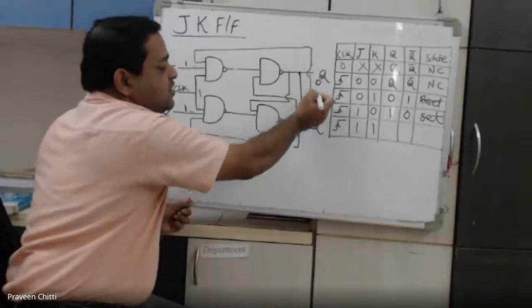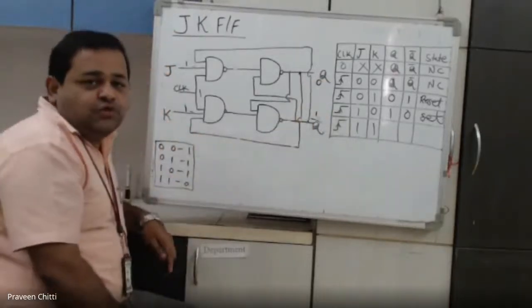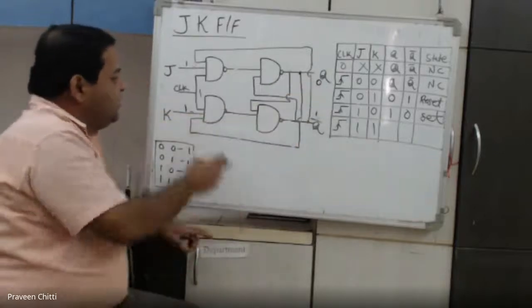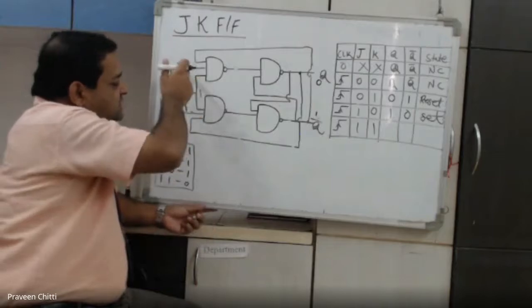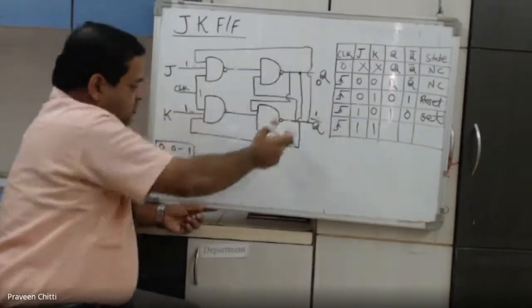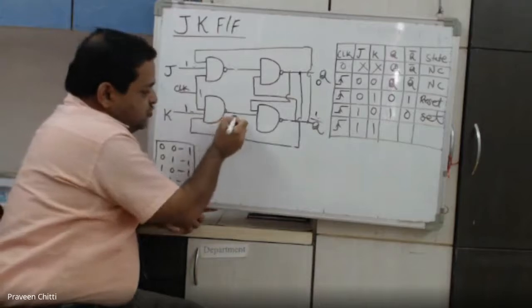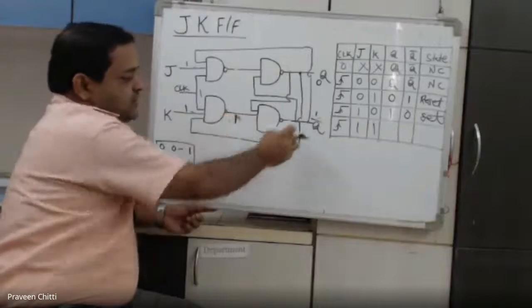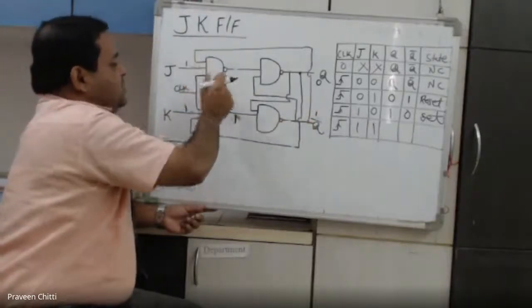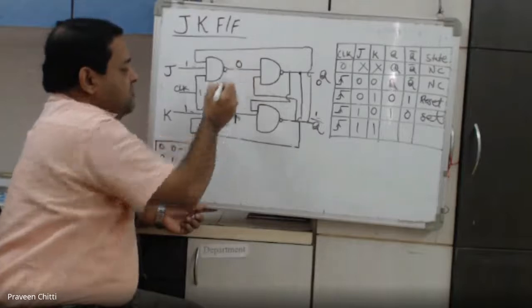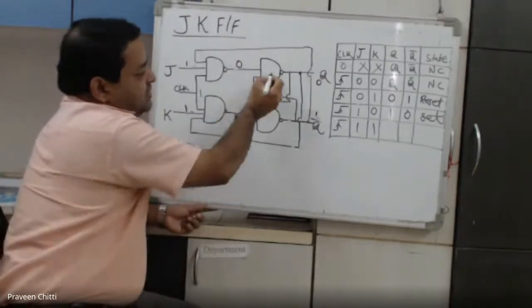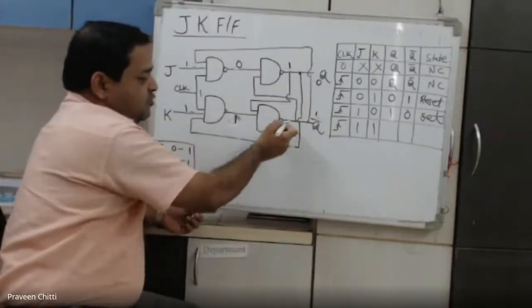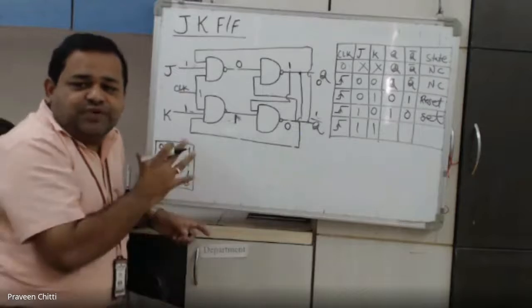Previously, I will assume Q equal to 0, Q bar equal to 1. If I assume Q equal to 0, Q bar equal to 1, and I give a clock and J equal to 1, K equal to 1, now this 0 will come here. It will force the output to 1, and this 1 along with the remaining 1 will give you output as 0. So 0 at the input forces the output to 1, and this 1 and this 1 will give you output as 0. I hope all of you are getting it.